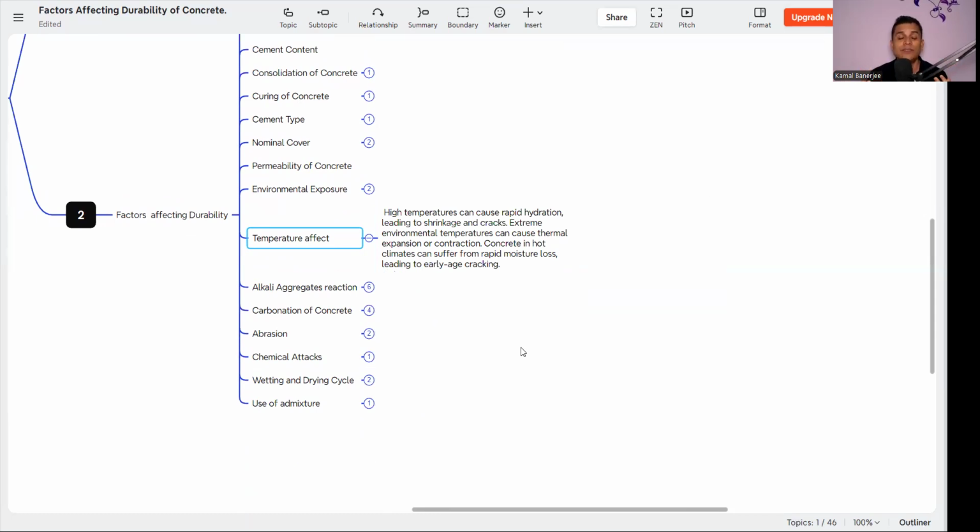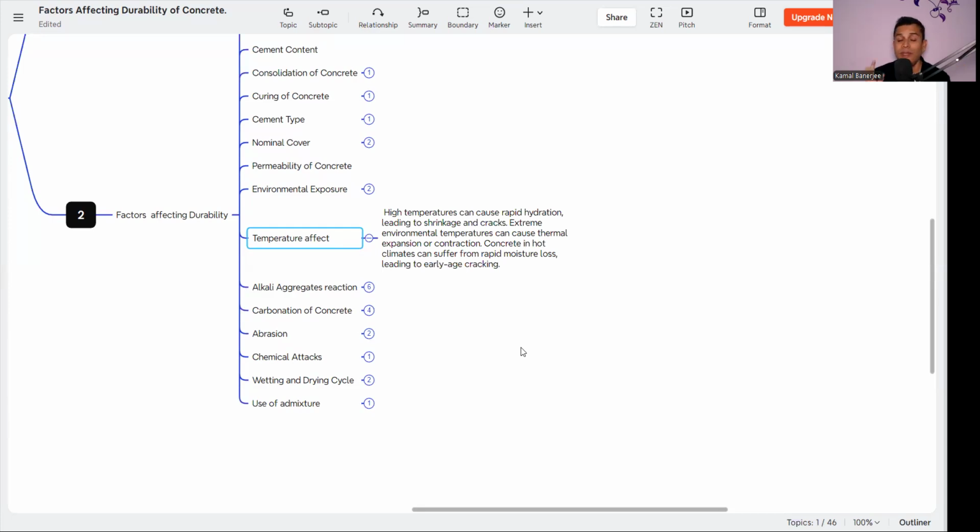One thing I already discussed is evaporation. If the evaporation rate is higher than the bleeding rate of the concrete, then shrinkage cracks will happen. Now, what is a shrinkage crack? What are the different shrinkage cracks? I discussed all this in a video in detail. The link is there in the description. Please check. You will get the full information.